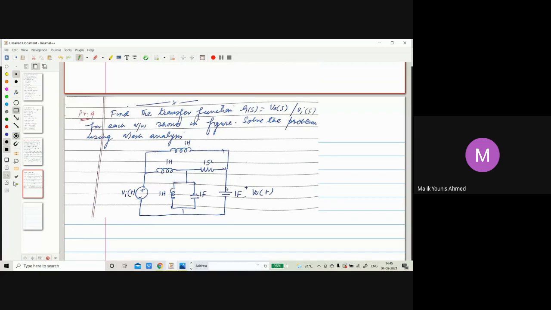So the transfer function topic is also finished. Next, we'll move to the mathematical modeling techniques of control systems. That means there's one portion, block diagram reduction technique, and second is signal flow graphs. Inshallah, next time we'll be doing that.